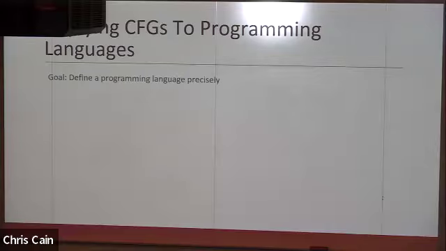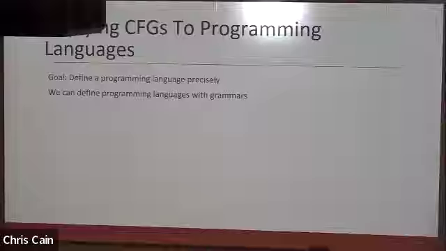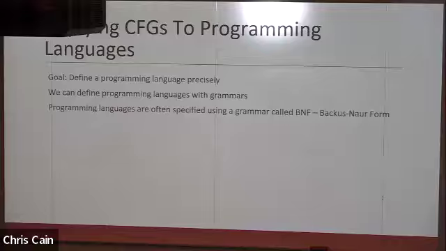So the goal of studying context-free languages, context-free grammars especially, is in the end to apply them to programming languages and to apply them to compiler design. But we've somewhat already done this, and we can now take what we've learned and show it being applied to programming language syntax. So as we've seen, we can define languages with a grammar. And languages themselves are often specified in a particular grammar form called BNF, Backus-Naur form.